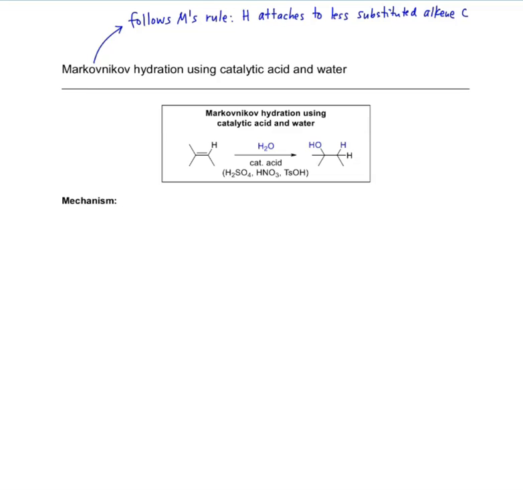This is a hydration because we're adding the elements of water across the alkene. So looking in the box, we start with an alkene. We're going to treat it with water. We can see that the elements of water, H2O, add across the alkene. And this is going to be in the presence of a catalytic amount of a Bronsted acid. So let's put that in, that this is a Bronsted acid.